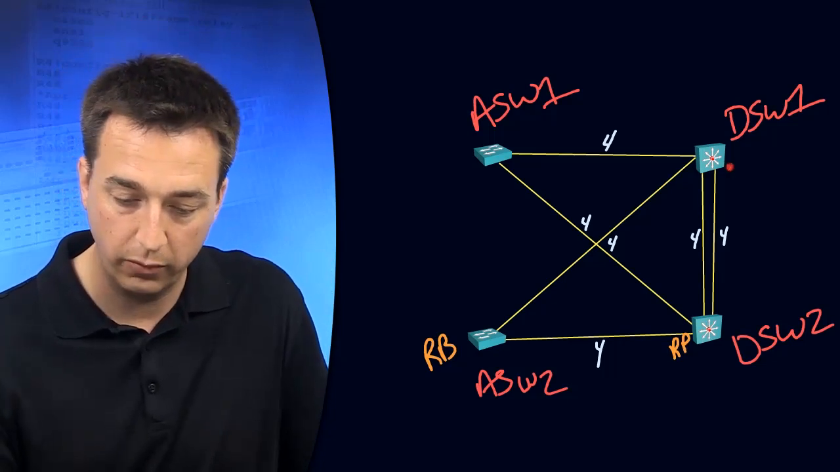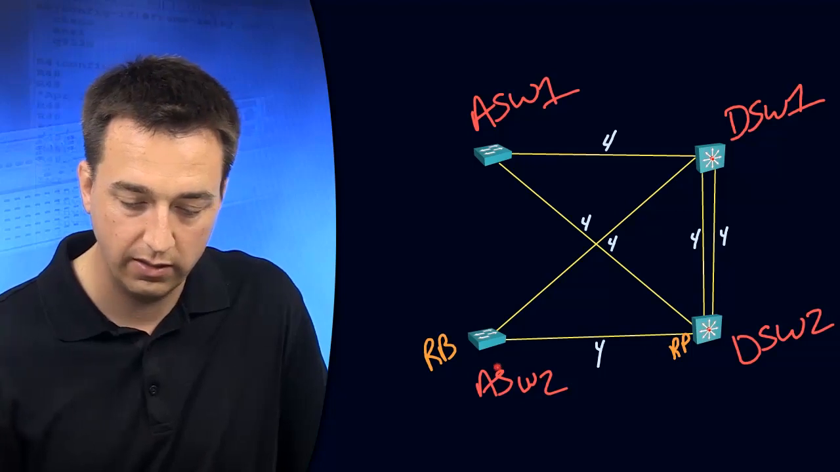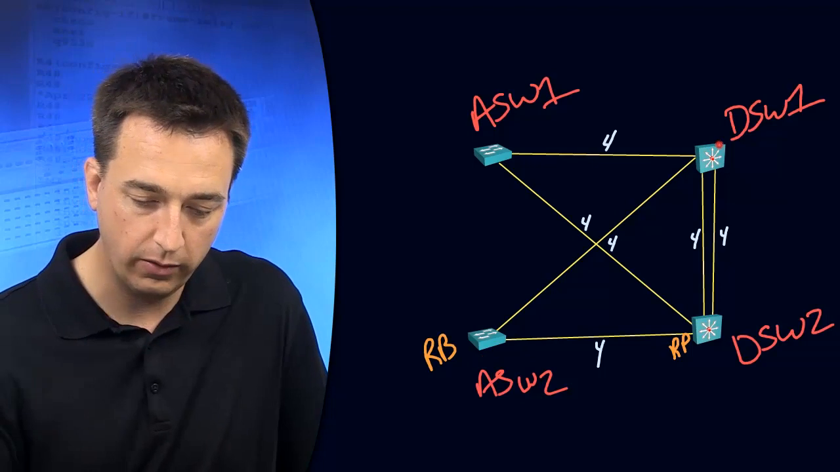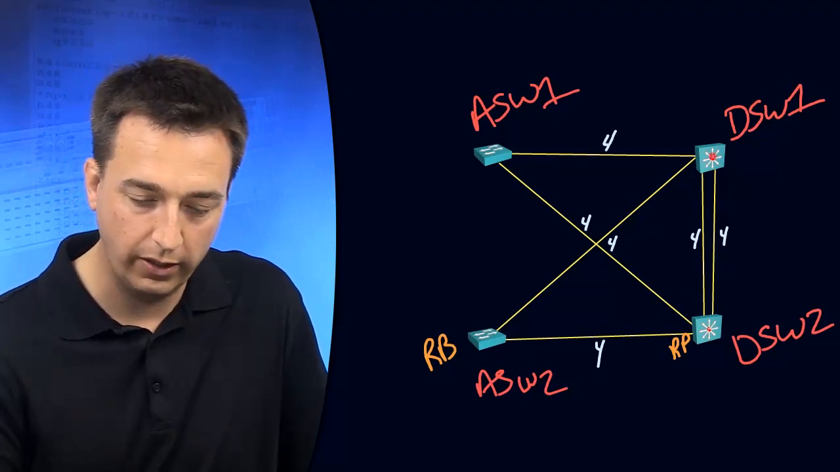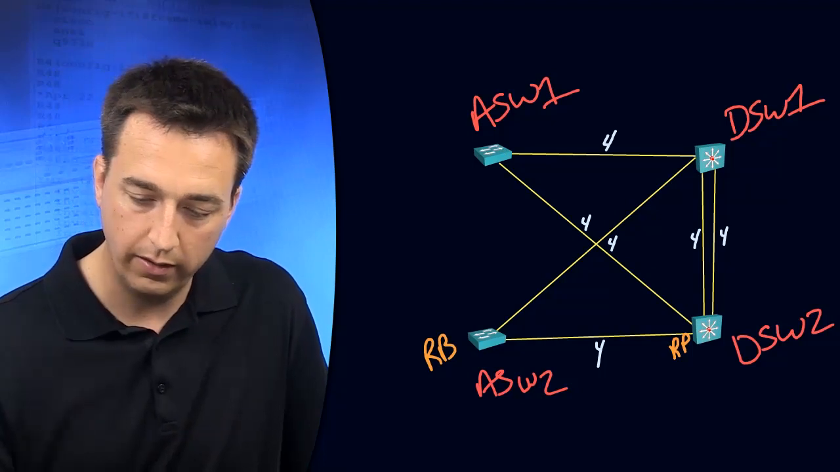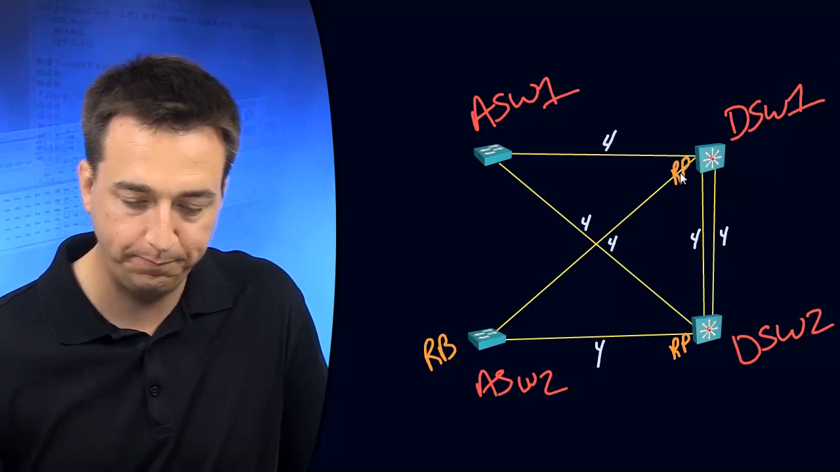Let's go to DSW1, do the same thing. Is it quicker to go this way, which would have a cost of 8? Is it quicker to go this way, which would have a cost of 4? Or is it quicker to go this way, which would have a cost of 12? It's definitely quicker to go straight across this link. So we'll place the root port symbol on that.